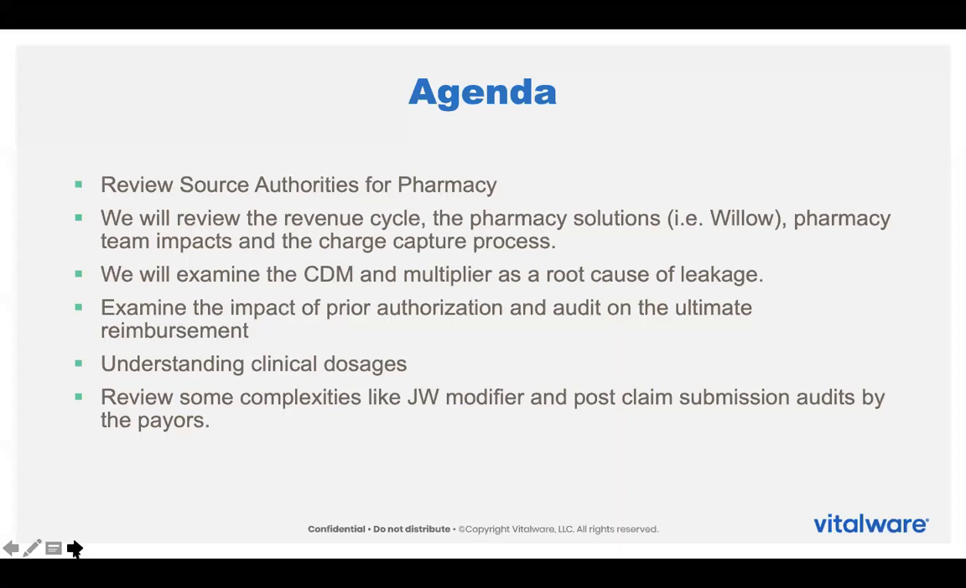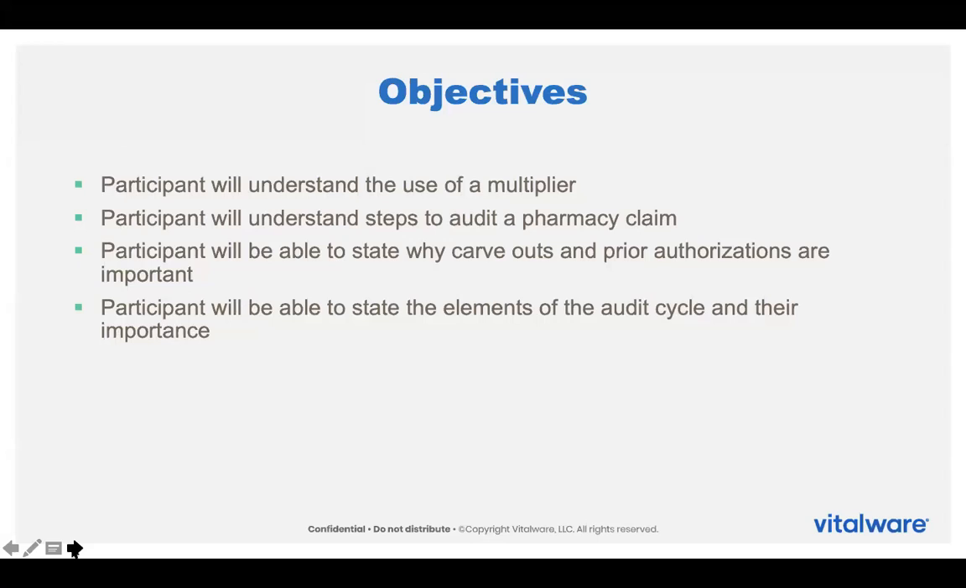On to the agenda for today, we're going to review some of the source authorities for pharmacy, and review the revenue cycle, which is really quite different than the normal revenue cycle for OR or radiology. We'll examine the CDM and multiplier as the root cause for charge leakage, what impact prior authorization might have on your high-dose chemos, understanding clinical dosages, and then we're going to look at some of those self-administered drugs and the JW modifier. Today, we hope you can learn to use the modifier appropriately, understand the steps to audit a pharmacy claim, and be able to state why carve-outs and prior auth are important.